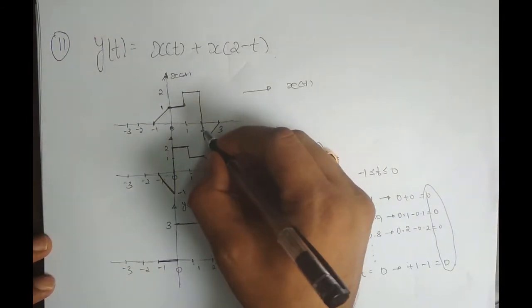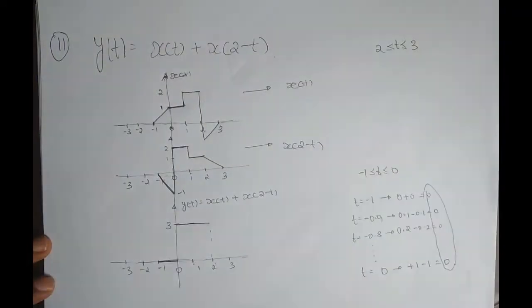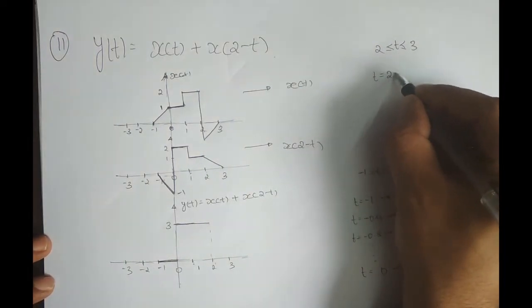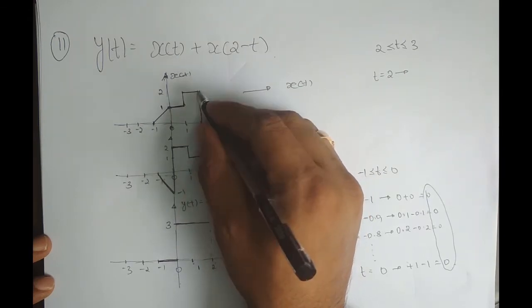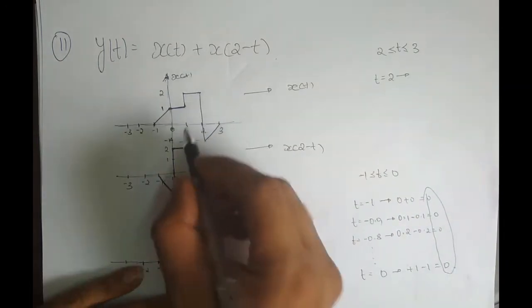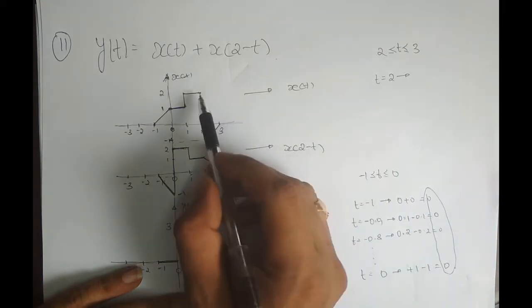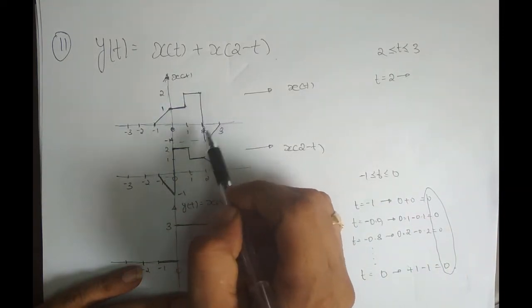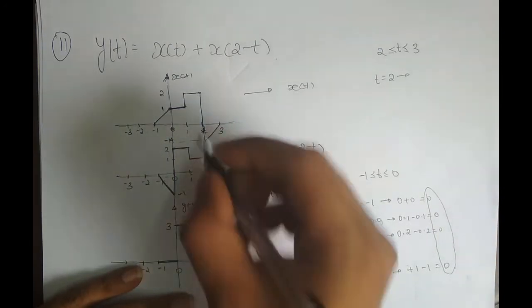Now for t varying from 2 to 3, we'll check it. At t is equal to 2, what is the amplitude of the first signal? Now you might ask me, sir, whether the amplitude is plus 2 or minus 1. So there is an ambiguity here. At t is equal to 2, what should be our amplitude? Whether it is 2 or I have to take minus 1. So basically at t is equal to 2, signal is not defined. So there is no line here.